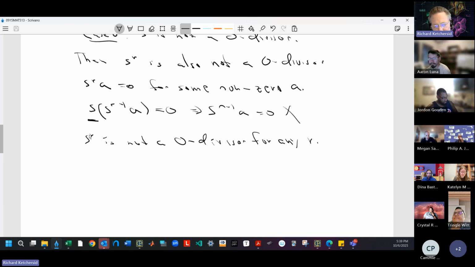Okay, so S to the R is not a zero divisor. Now we can use that trick that we used in groups to prove that a finite subset of a group which is closed under product is actually already a subgroup. We'll do the same trick we had there. I take S and I start building S squared, S cubed, etc., up to S to the m, and at some point I've got to repeat something, right?